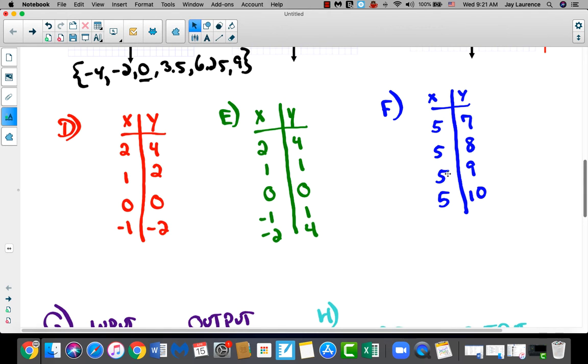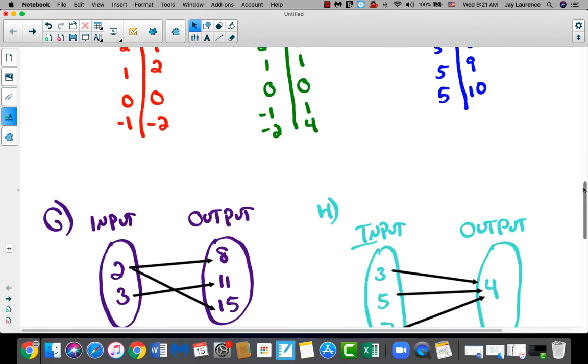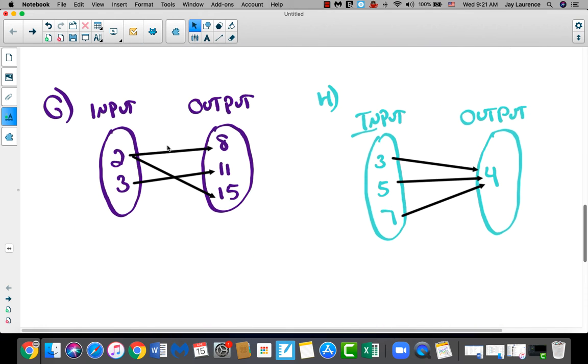You have Chloe trying to go to McDonald's, Burger King, Taco Bell, and Wendy's all at the same time. You have one input going to multiple outputs. All right, G and H. G is not a function because you have an input 2 going to 8 and to 15. That disqualifies it. H is a function because no input is going to more than one output.